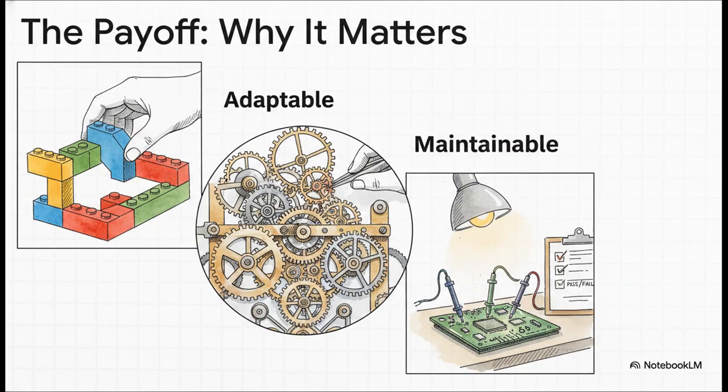So what's the big takeaway here? Why go through all this trouble? It's because you get an application that is truly built to last. It becomes adaptable, so when the business needs change, the app can change right along with it. It's maintainable, meaning you can fix one bug without accidentally creating 3 new ones. And it's testable, which means way higher quality from the very start.